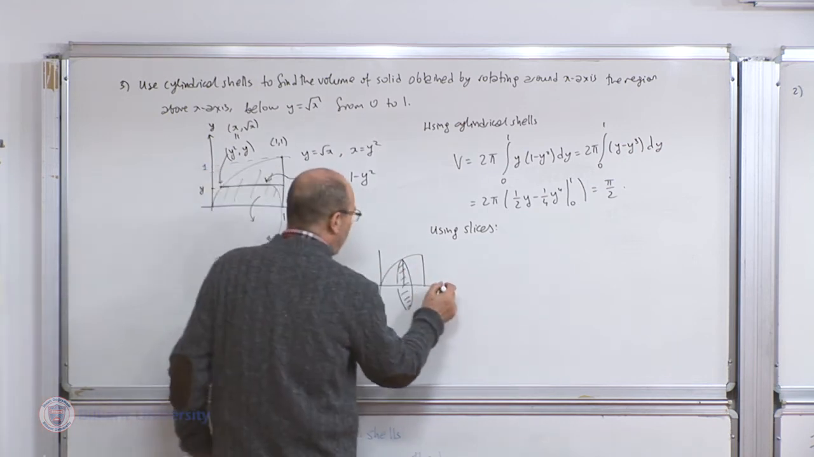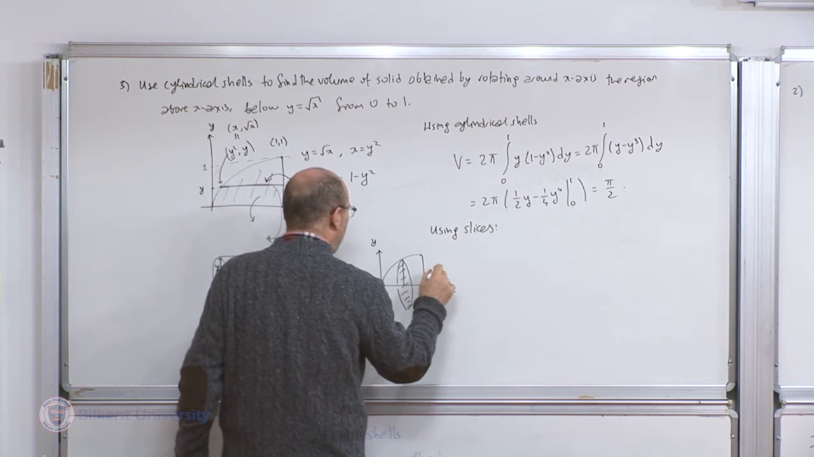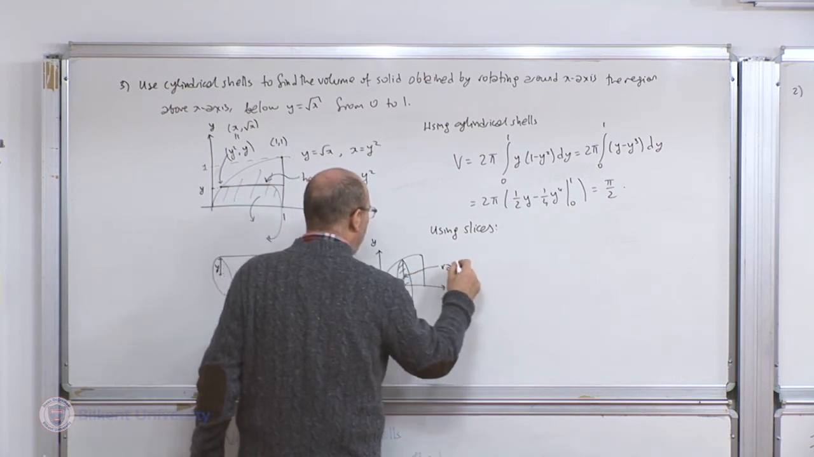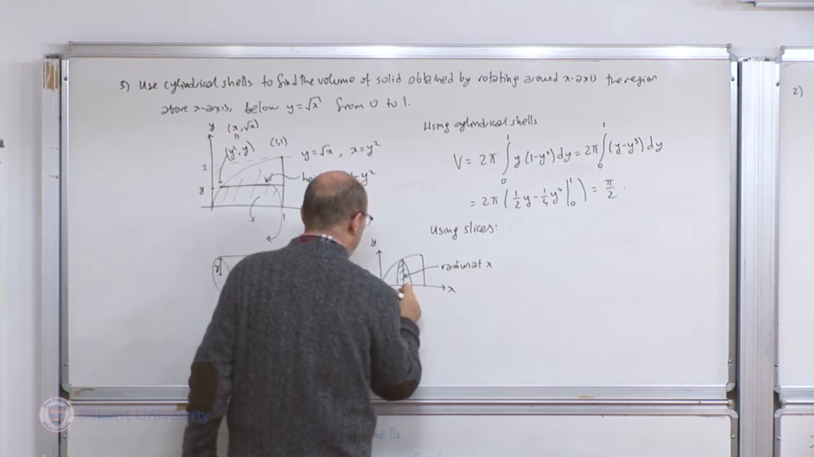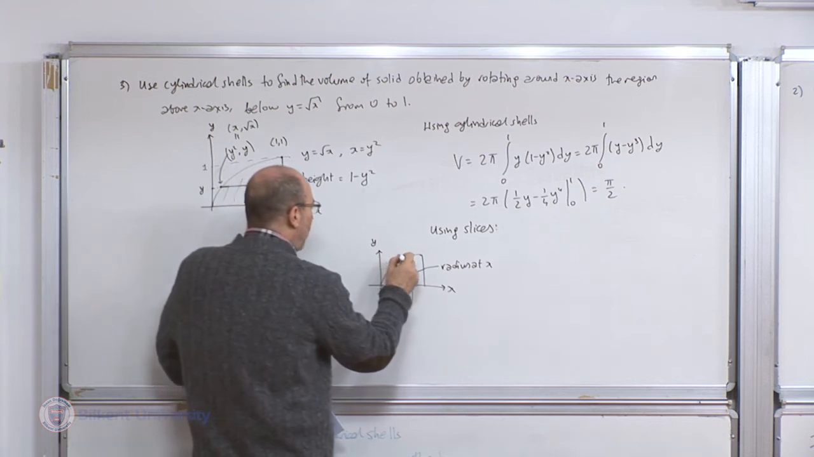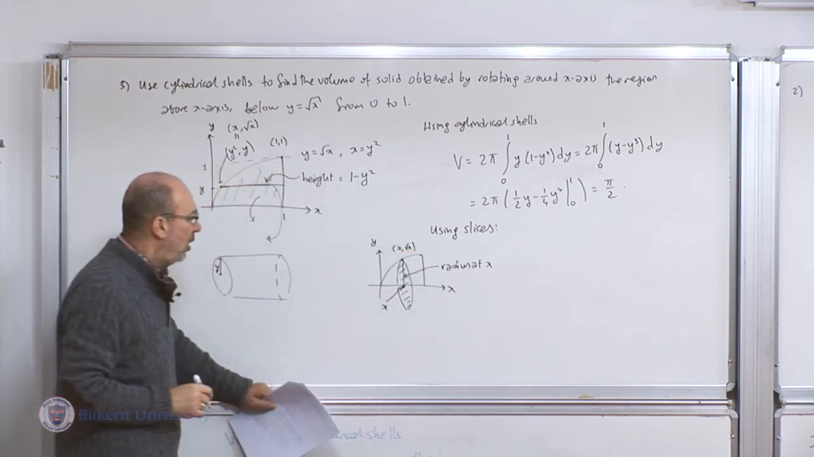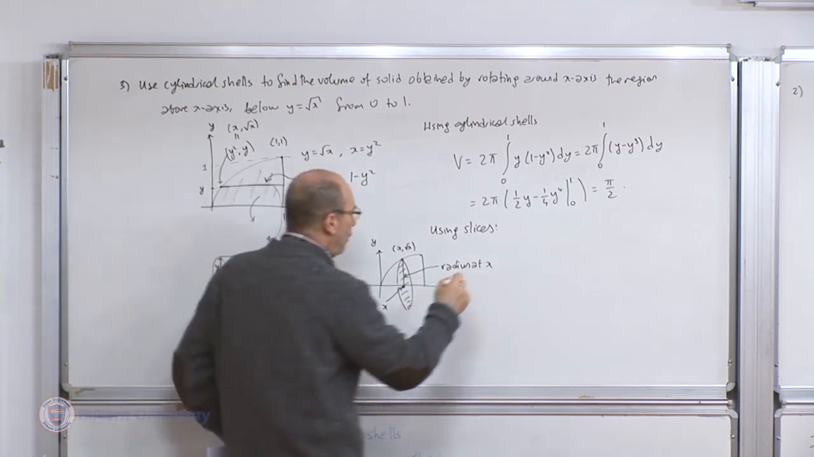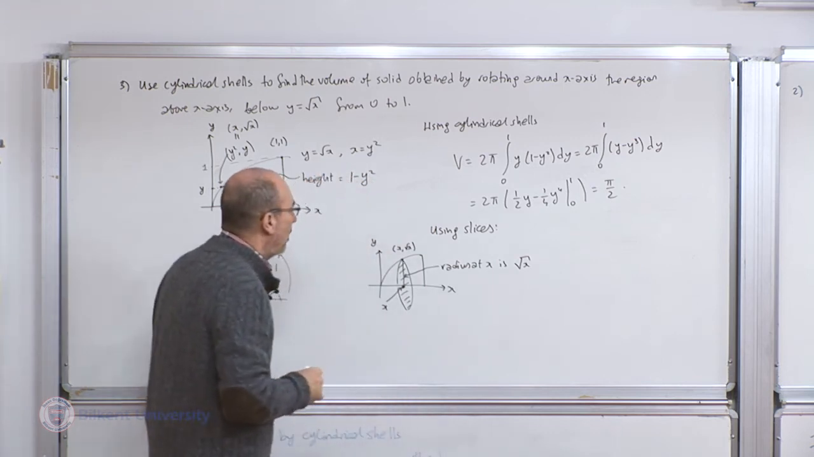So what is the radius of this? Here, the radius at x. So this point here is x. The point here is x, square root of x. So height is the radius. Radius at x is square root of x.